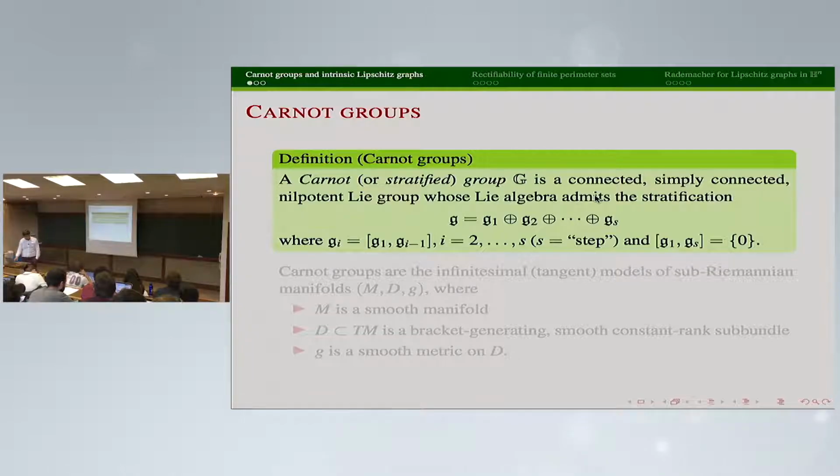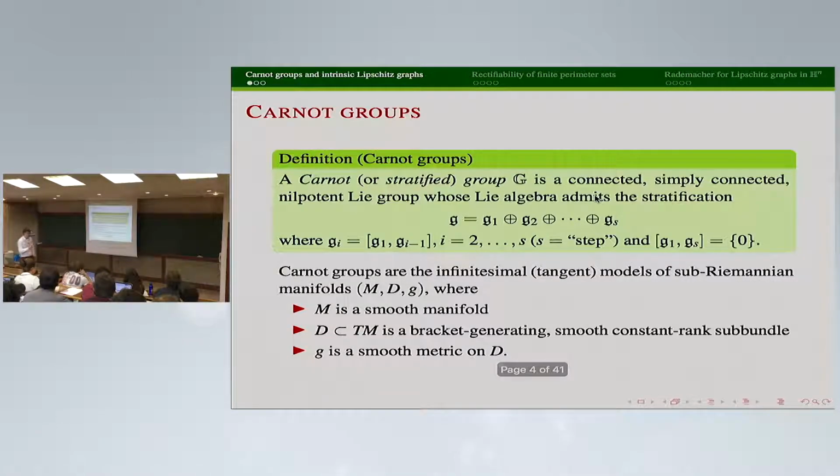Good, so only to justify the sub-Riemannian geometry appearing in the title, why are we interested in Carnot groups? We are interested in Carnot groups because, as you know, they are the infinitesimal, the tangent models, the local models of sub-Riemannian manifolds. So a smooth manifold endowed with some bracket generating smooth subbundle D, on which you put a metric g, which measures horizontal vectors in the horizontal bundle.